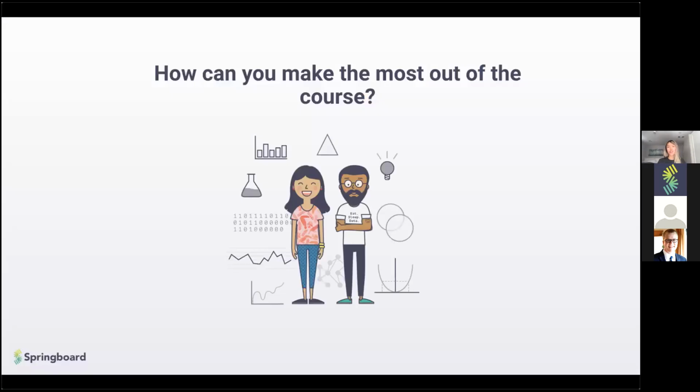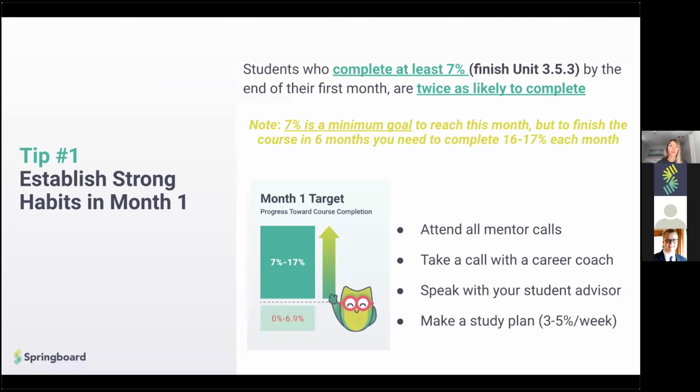All right, so how can you make the most out of the course? So here's our first tip. We found that students who complete at least 7%, so that's unit 3.5.3, by the end of the first month are twice as likely to complete. One thing to note here is that 7% is the minimum of what we would like to see you complete in month 1. Ideally, you would be progressing around 16 or 17% after month 1.